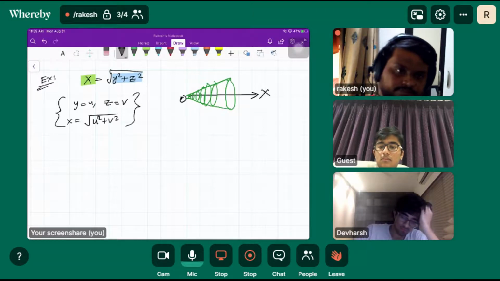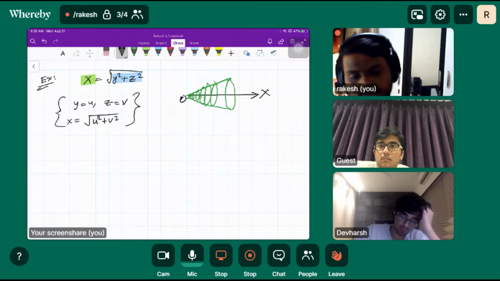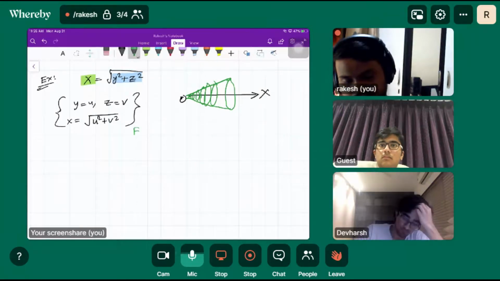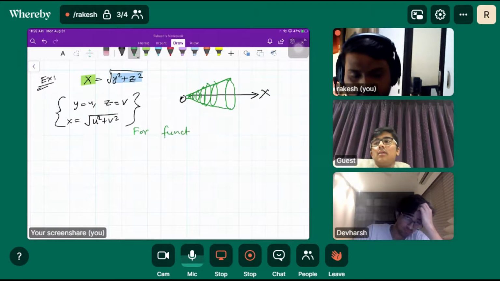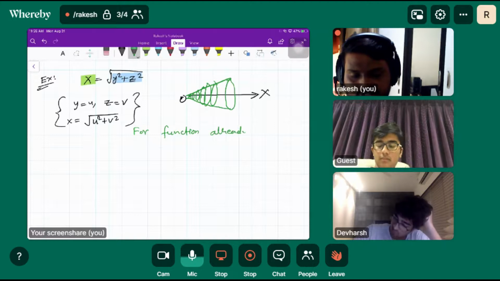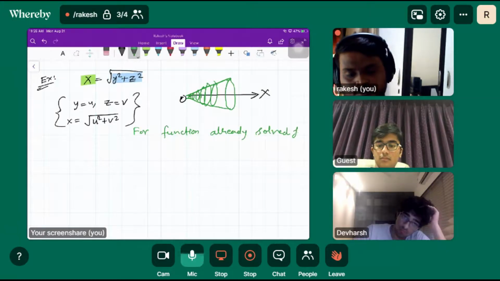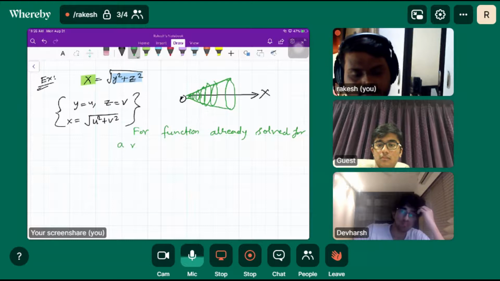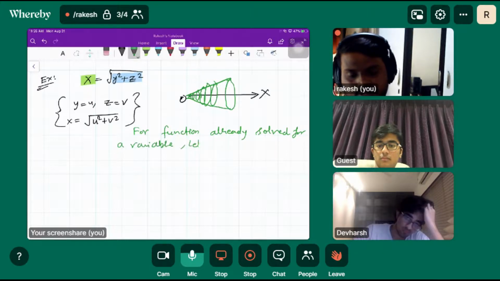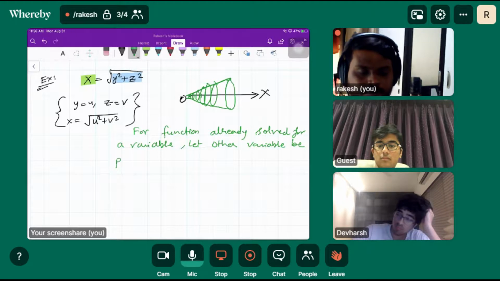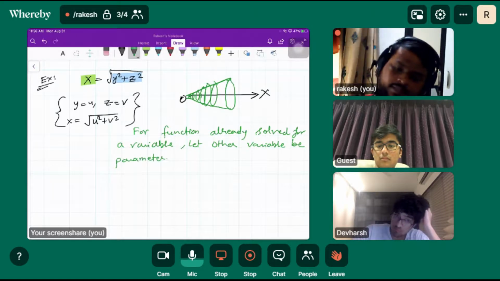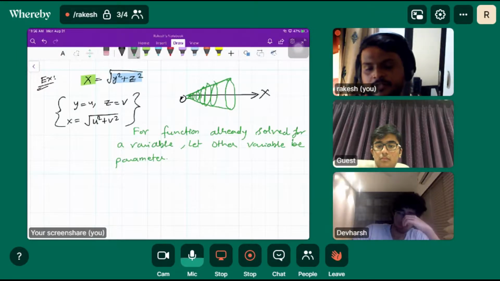Did you get the idea here? So you can mention, this is trivial, very simple. For a function already solved for a variable, let the other variables be parameters.